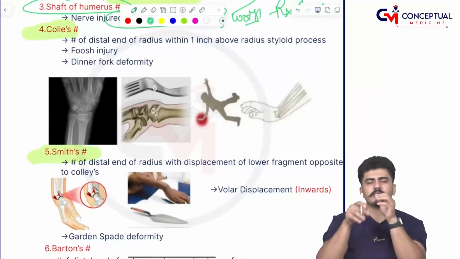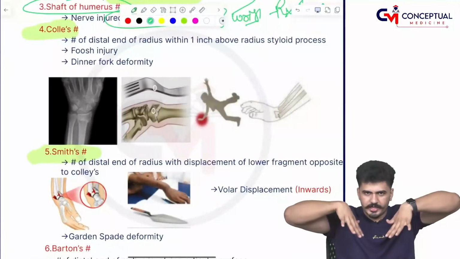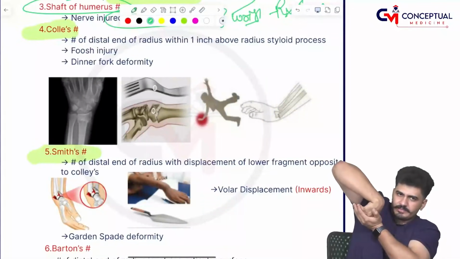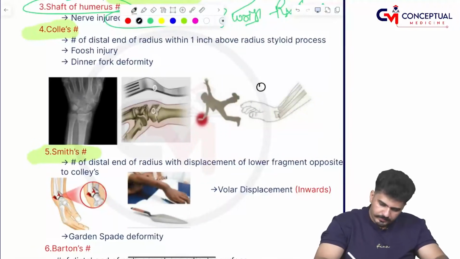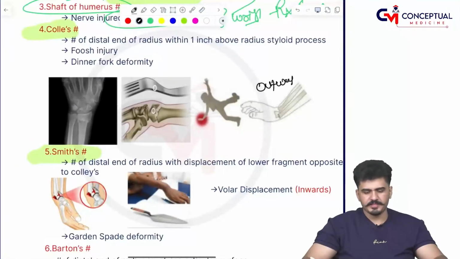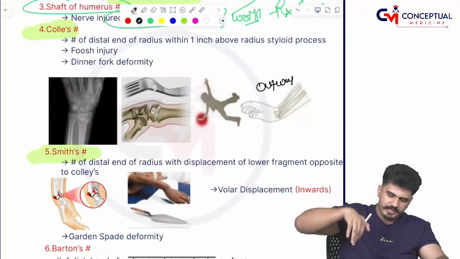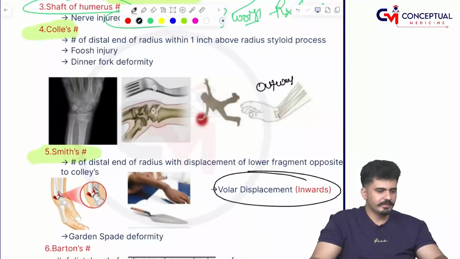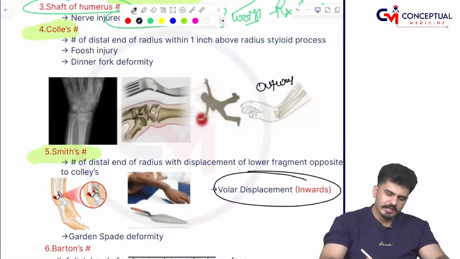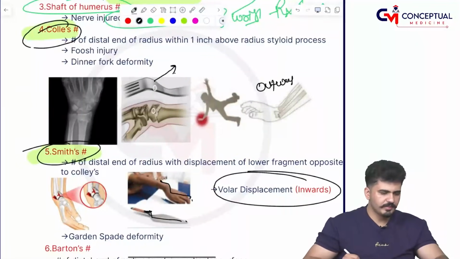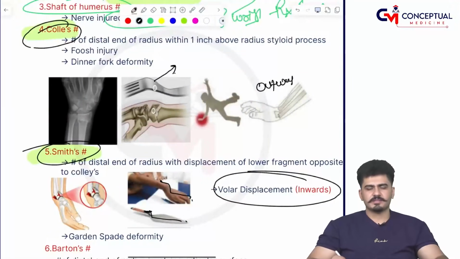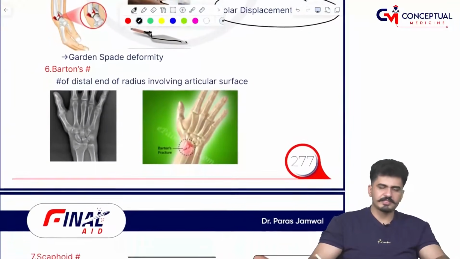Mode of injury: in the Colles, it is falling onto the outstretched hand. If you are falling onto the outstretched hand, the displacement is going to be outward. And if you are falling onto the flexed hand, the displacement is going to be inward. Dinner fork deformity is what you are going to see in the Colles, and garden spade deformity is like this, you can see the hand. This is the feature of Smith fracture.